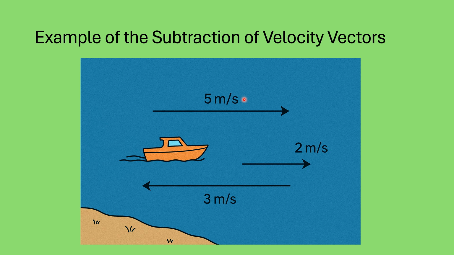So it's set at 5 meters per second, but our water is going at 3 meters per second in the opposite direction. So if we add these two velocity vectors, since they're in opposite directions, it's essentially a subtraction. So 5 minus 3 is equal to 2 meters per second. That is going to be the speed of the boat relative to the land. So there's an example of subtraction of velocity vectors.